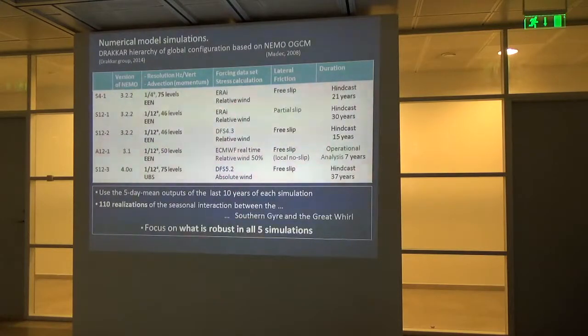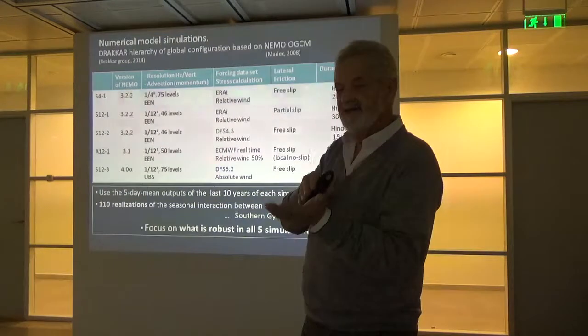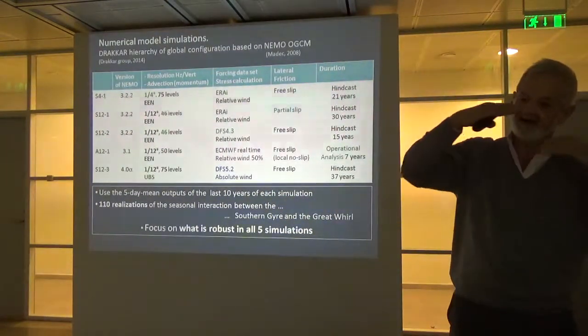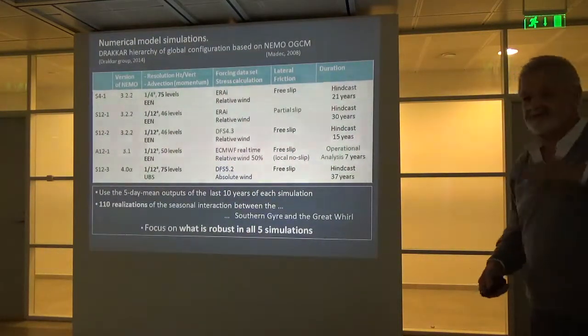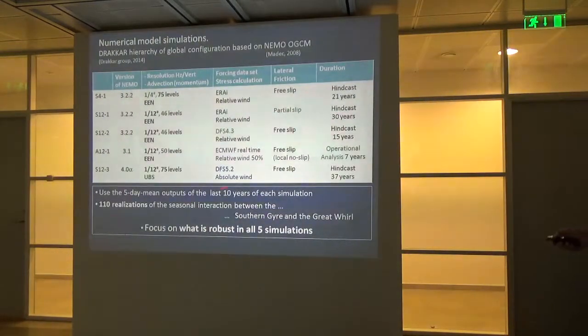But the forcing, when I say relative wind, it means that when you calculate the drag coefficient, the current velocity is included in the bulk formula. So you take into account the shear between the wind and the current. While when you use absolute wind, you consider that the ocean current is 0, so you don't take care of that. On this one, we just take the current velocity divided by half. Okay, and some have a partial slip boundary condition on the side, and some are free slip.